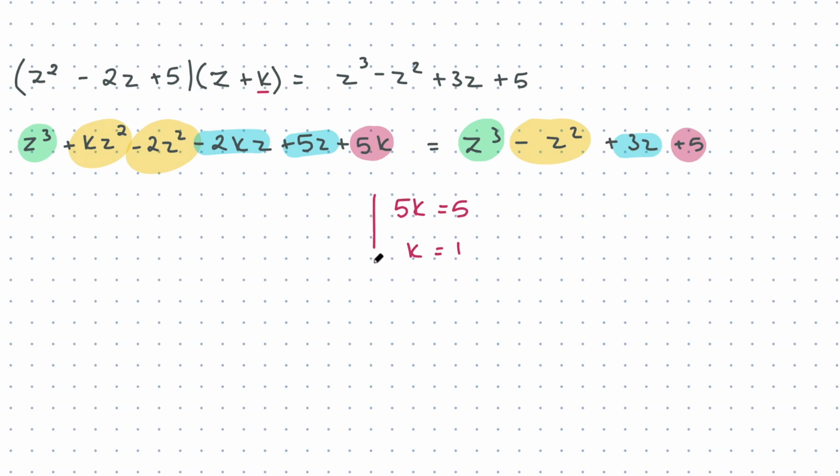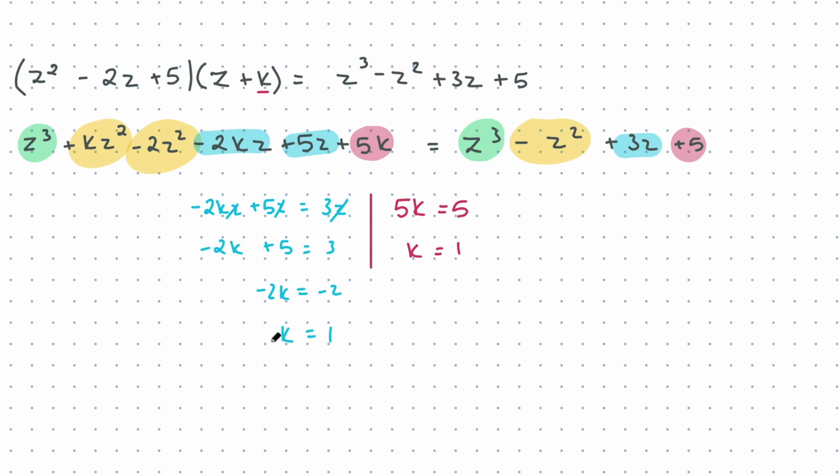So you can, if you want, do all of them out, but if you're clever, you know you actually only need to do one of them. So if I did the other one, I get 2kz plus 5z is equal to 3z. Divide everything through by z here, and we get minus 2k plus 5 is equal to 3. Take away 5 from both sides, and I get minus 2 is equal to minus 2k. Divide both sides by minus 2, and I get k is equal to 1.